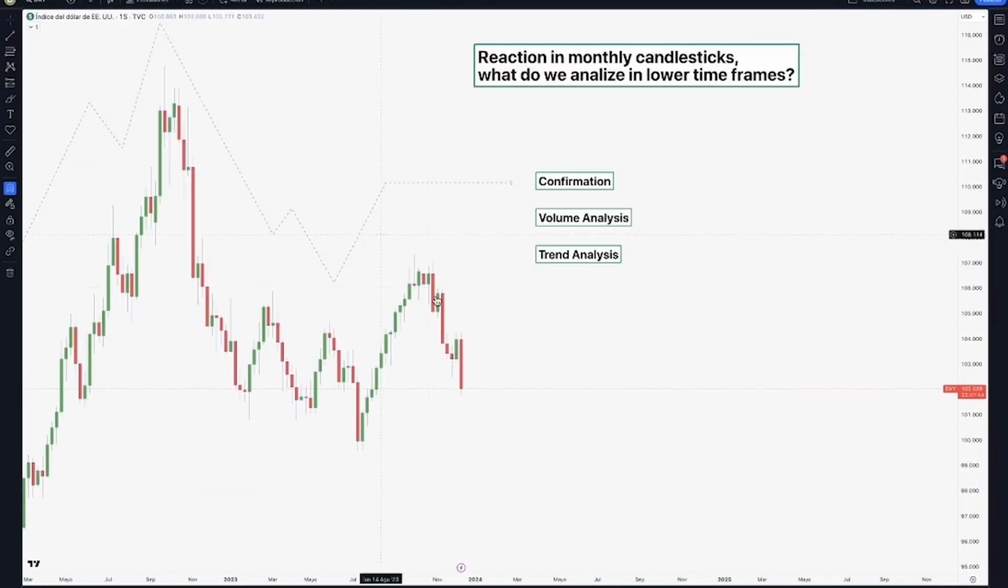So this is what we analyze in lower time frames when we have monthly candlestick reactions. And it goes, as I said before, this is fractal. So for example, if the weekly candlestick has a reaction, what are we going to analyze on the daily and then the 4 hourly time frame? If the 4 hourly time frame has the candlestick reaction, then what we're going to do on the 1 hour, 15 minute, 5 minute time frames is exactly the same, but taking not the quarterly information, but the sessions information, etc.